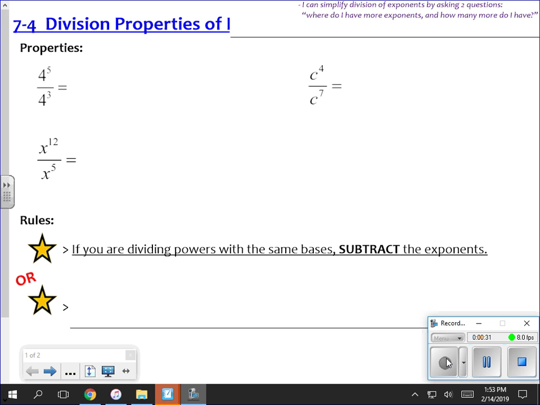Last week when we did multiplication, you added the exponents. So when you divide, you subtract the exponents. It makes sense. When you multiply, you add. When you divide, you subtract.